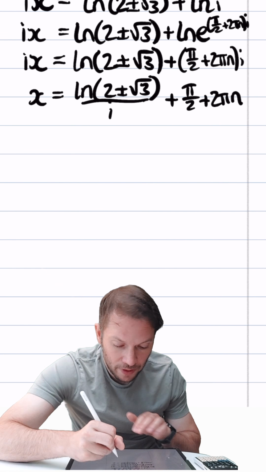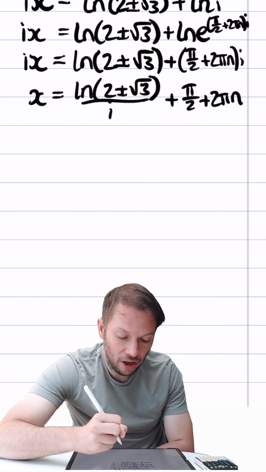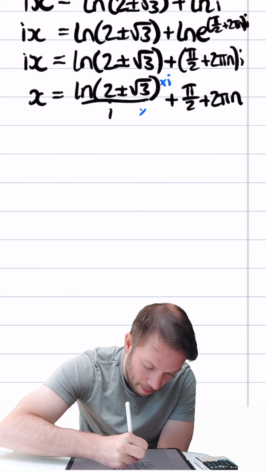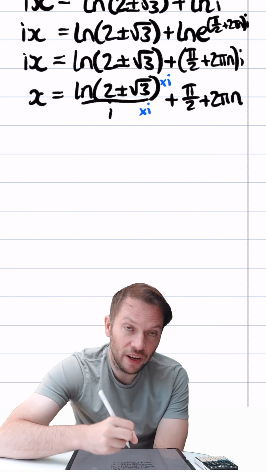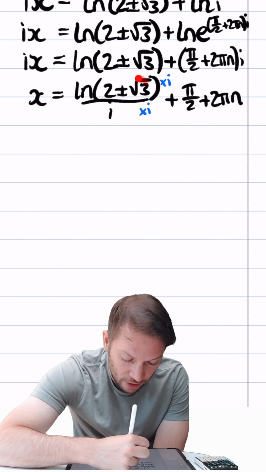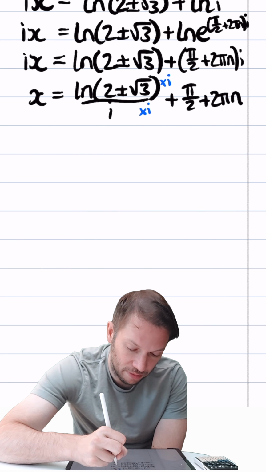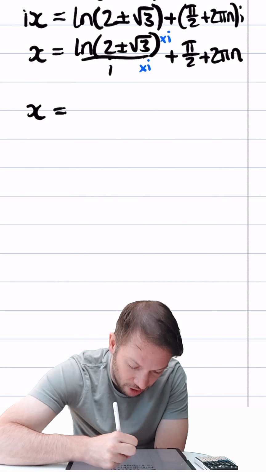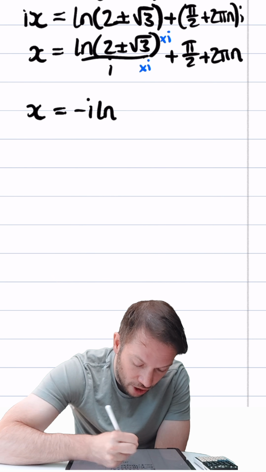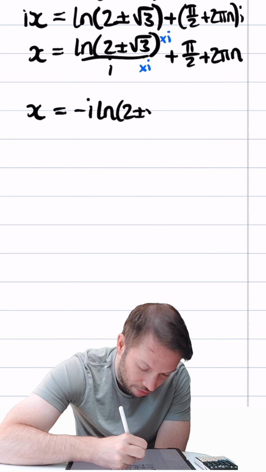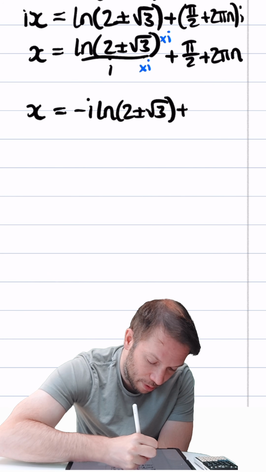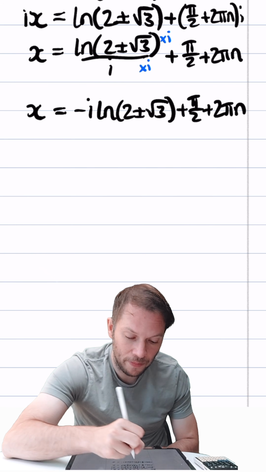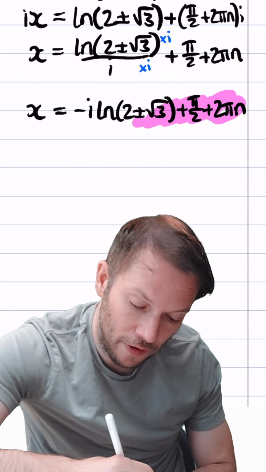Now we're nearly done. We've got this division by i. If we multiply top and bottom of this fraction by i, the i times i is i squared, which is minus 1, and at the top we just get i ln of 2 plus or minus root 3. So the final solution to this equation is x is equal to minus i ln of 2 plus or minus root 3 plus pi over 2 plus 2 pi n, where n is any integer. And that is the final answer.